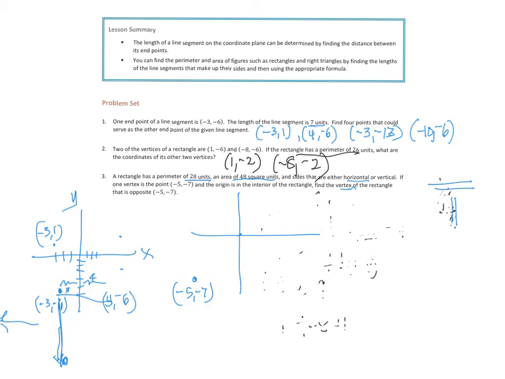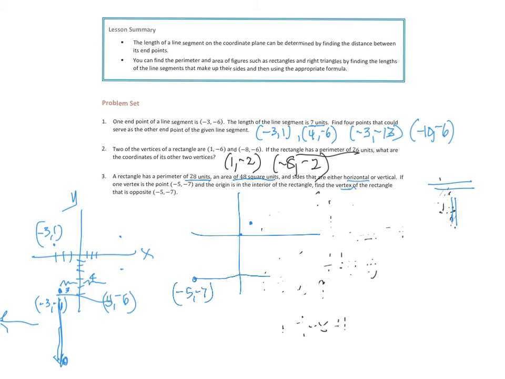Did it say it's a rectangle? And sides that are either horizontal. So that means this side is going to go this way. So how many? So a perimeter of 28, and let's see, this has to be on the inside. I'm even trying to think of what my sides would be for 28 units.